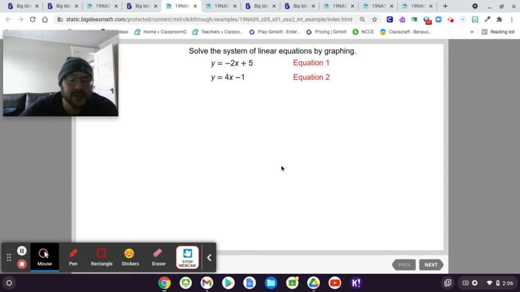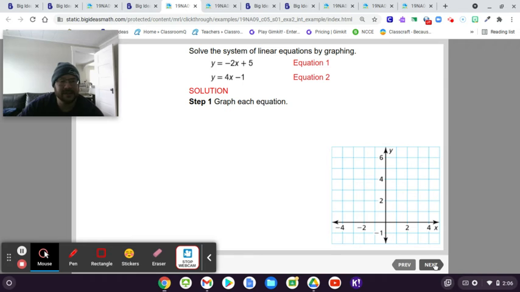The slope is -2, so you start at (0, 5), and then you go down 2 and over 1, down 2 and over 1, and so on. You also graph the second one. I'm just going to walk through this because I'm not going to have you graph on Edpuzzle.